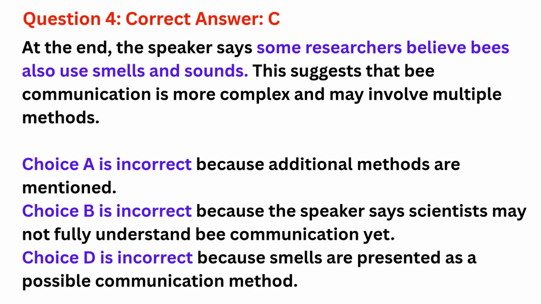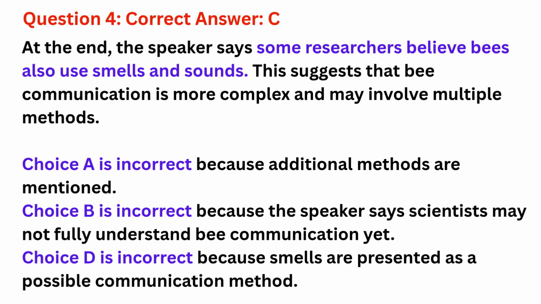Question 4. At the end of the talk, the speaker suggests that bees may communicate in several different ways. Although the waggle dance is important, researchers believe bees may also use smells, sounds, and other signals. Therefore, the correct answer is C.